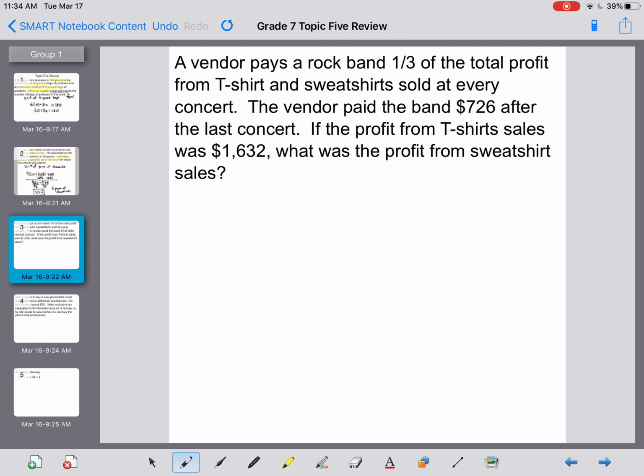A vendor pays a rock band 1/3 of the total profit from t-shirts and sweatshirts sold at every concert. The vendor paid the band $726 after the last concert. If the profit from t-shirt sales was $1,632, what was the profit from sweatshirt sales? Take a second to copy down the question.